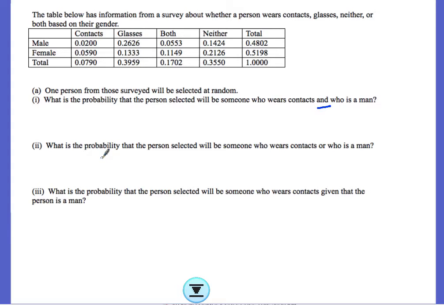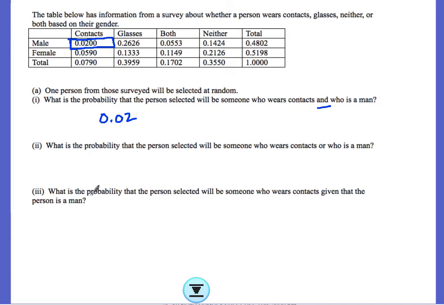Okay, now, I don't need a formula for this. First of all, I'm not told if they are independent or not, so I'm not going to use a formula. I am given a chart. Someone who wears contacts and is a man is right here. So no formula necessary. I can see it in the chart, 0.02.